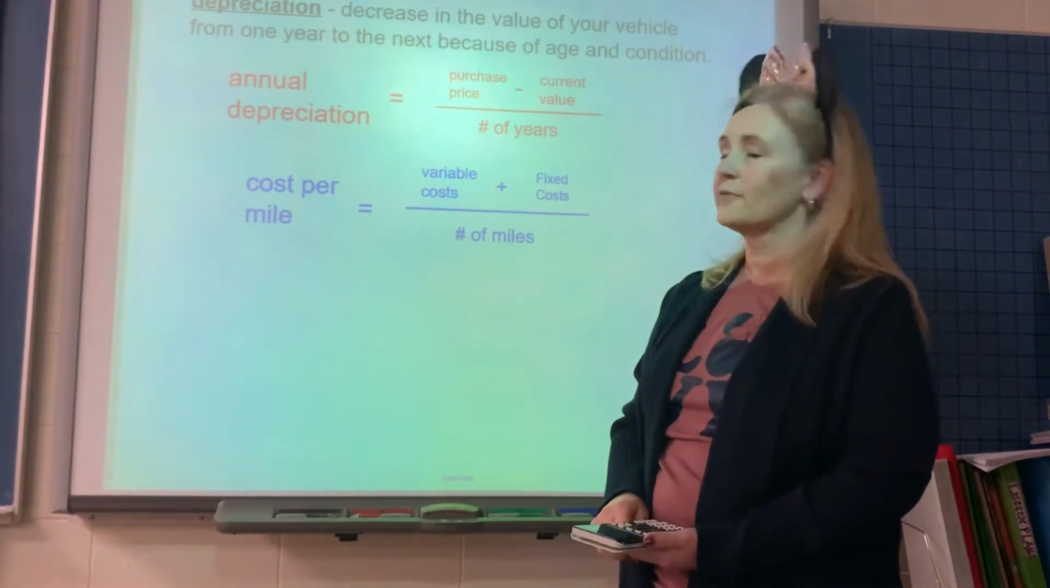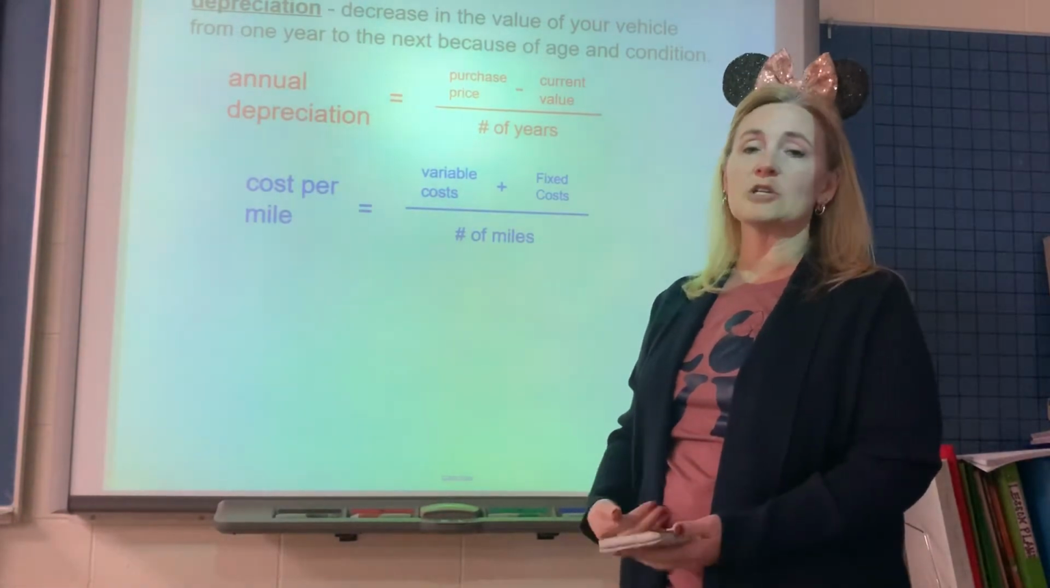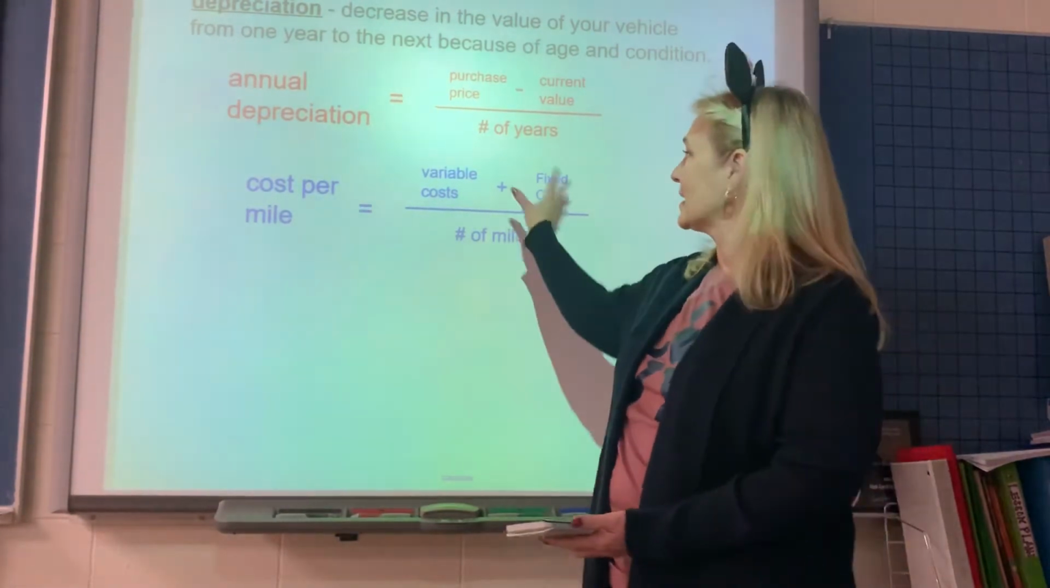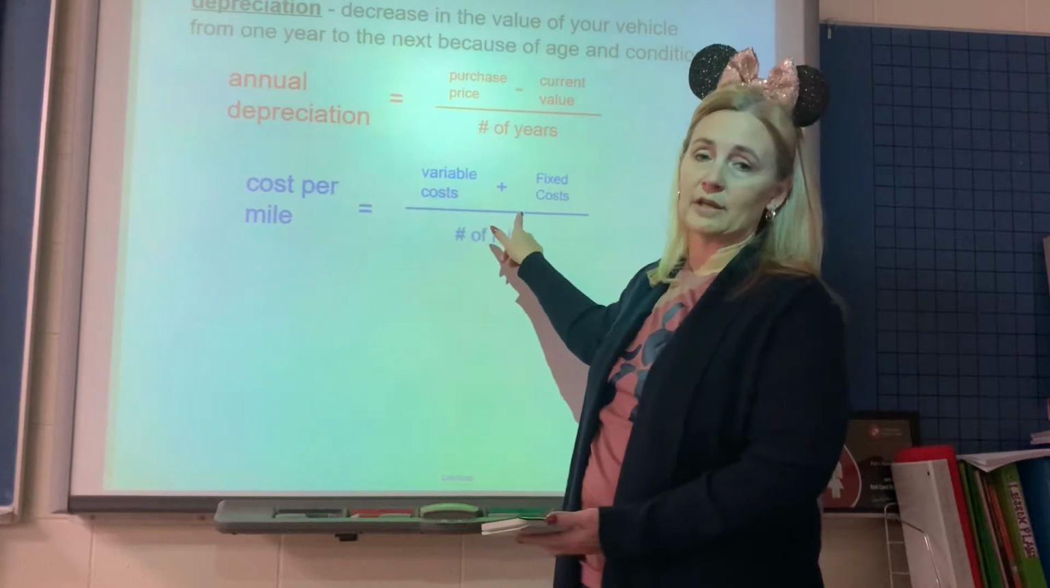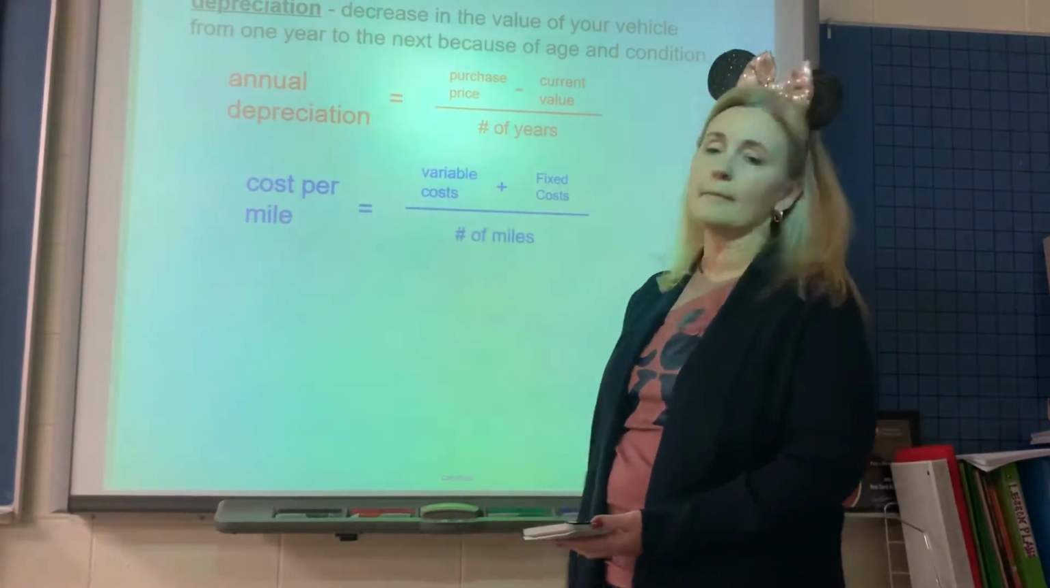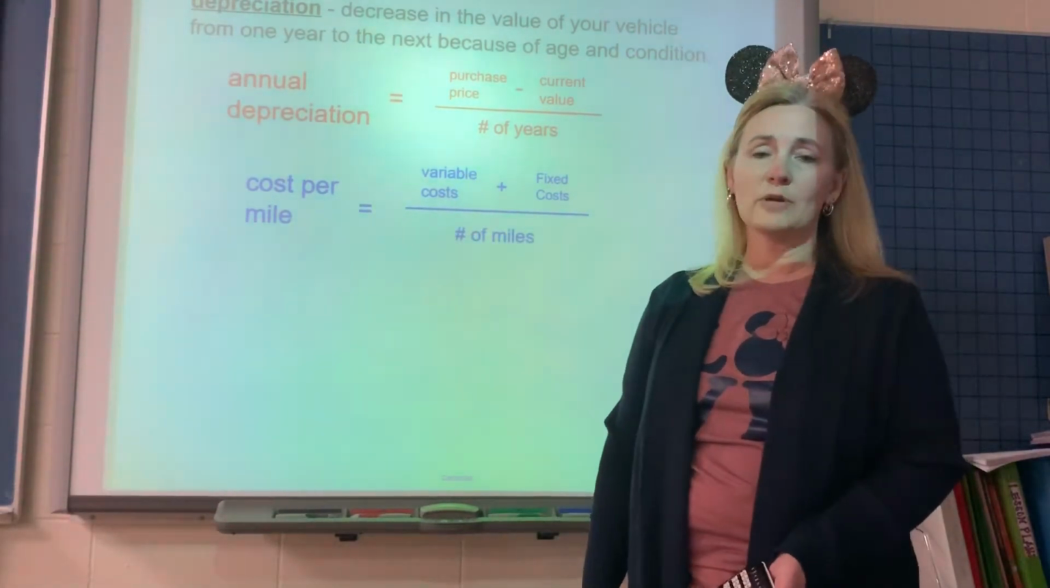And then the formula for cost per mile. How much is it costing you per mile to drive your car? Add up all your costs, variable and fixed, and then divide it by the number of miles that you're driving. That will be your cost per mile.